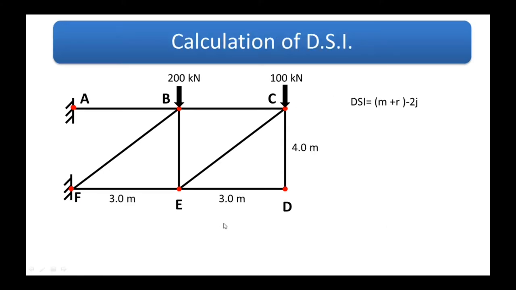So now the first step is to calculate the DSI, degree of static indeterminacy, whether the frame is indeterminate or determinate. So now the formula is DSI is equal to m plus r minus 2j. M is the number of members, here that is 8: AB, BC, CD, DE, EF, then BF and CE. So m is equal to 8 here, r is equal to 4 because these are pin jointed at A and F. So r is equal to 4 and the joints are 6: A, B, C, D, E and F. So j is equal to 6. So put this data into our formula, DSI is equal to 8 plus 4 minus 2 into 6. So that becomes DSI is equal to 0. It means this frame is a determinate frame.